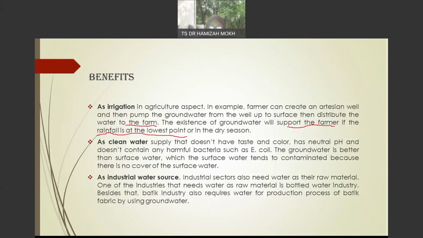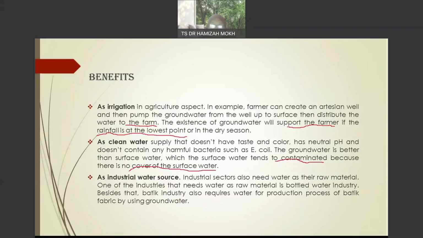Next, as a clean water supply that does not have taste and color. Clean water must have a neutral pH, which is pH 7. And of course, it must not contain any harmful bacteria, such as E. coli. This information shows that groundwater is better than surface water, because surface water tends to be contaminated as there is no cover over the surface water. It is exposed to the atmosphere. So surface water is more contaminated than groundwater.